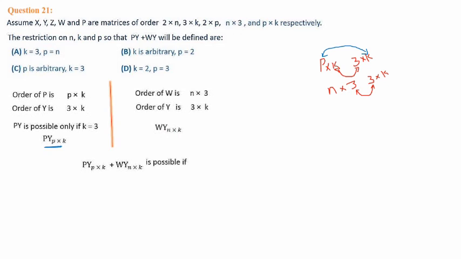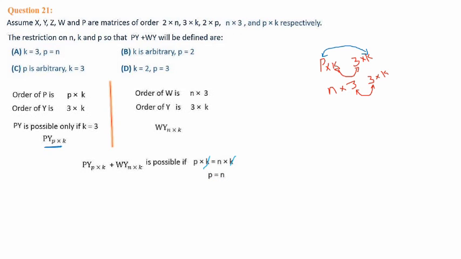So Py plus Wy. Py has order P by K and Wy has order n by K. So Py of order P by K plus Wy of order n by K is possible if, since this is addition, when two matrices are added, their order should be equal. Only same order matrices we can add. That means P by K should be equal to n by K. These two orders should be equal. There are common elements on both sides, K and K. We can cancel these two, and we get P is equal to n. So P is equal to n.